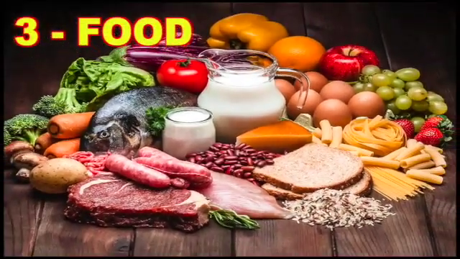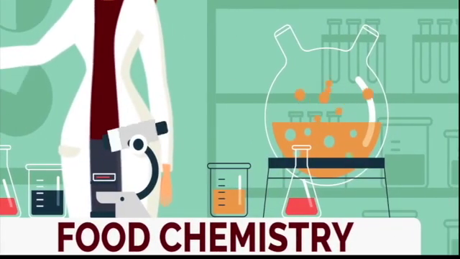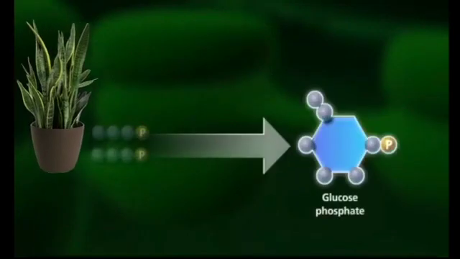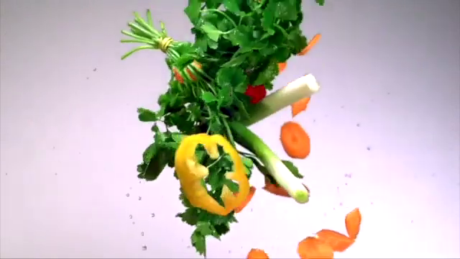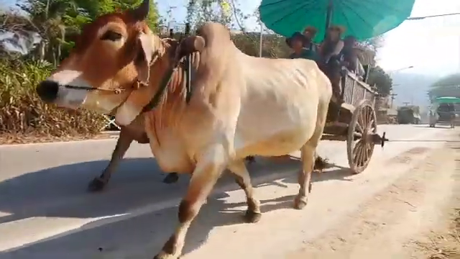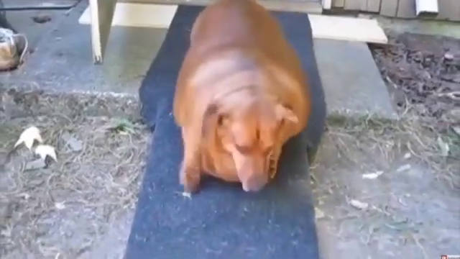3. Food. Food is chemistry in action for life. Solar-powered plants turn sunshine into sugars. Plants store energy as carbs like fruits and vegetables. Animals eat the plants. Animals turn carbs into energy. Animals store energy as fat.